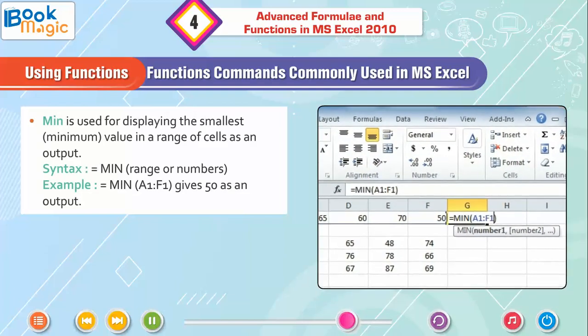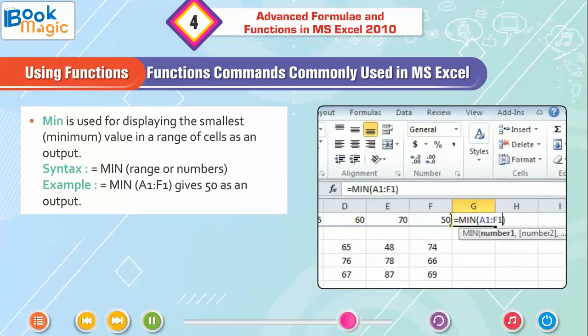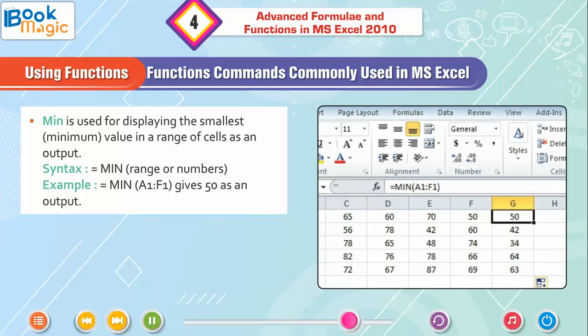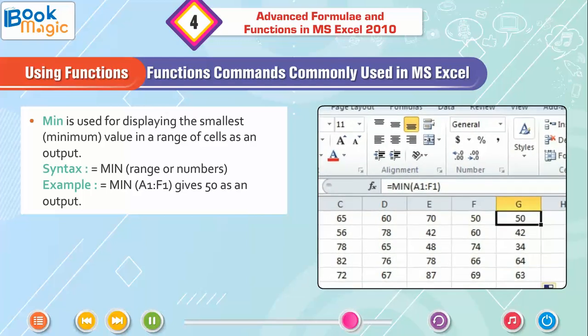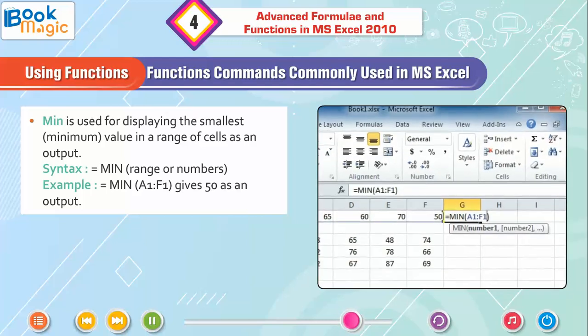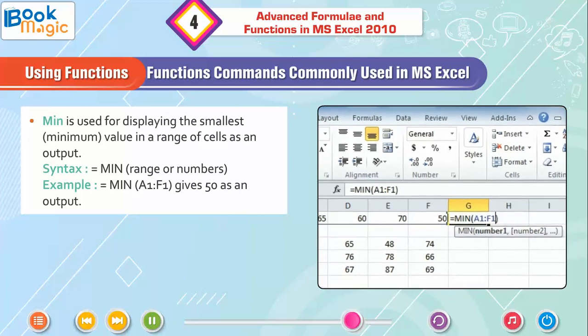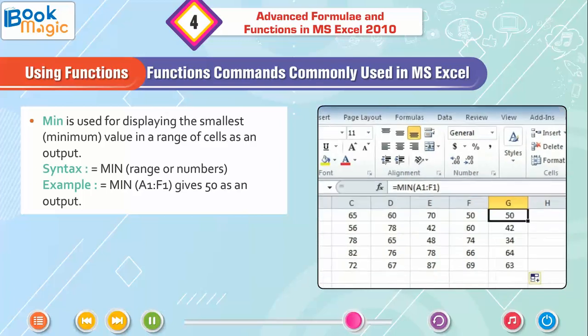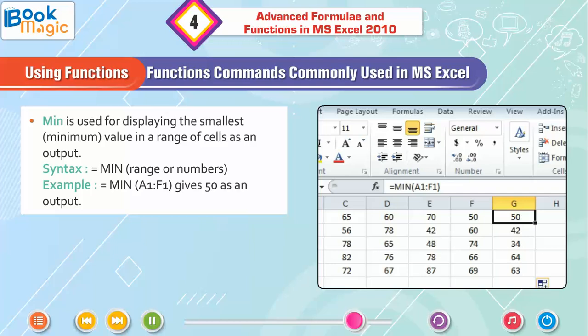Min is used for displaying the smallest, that is the minimum, value in a range of cells as an output. Syntax: =MIN(range or numbers). Example: =MIN(A1:F1), with a colon in between, gives 50 as an output.